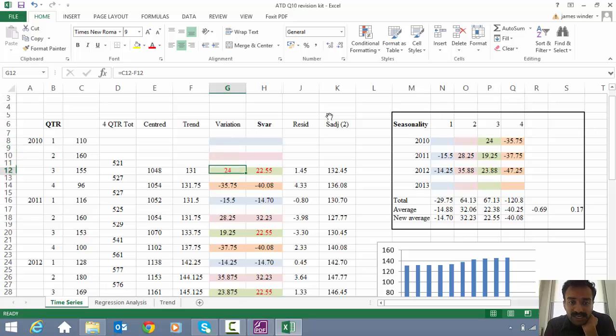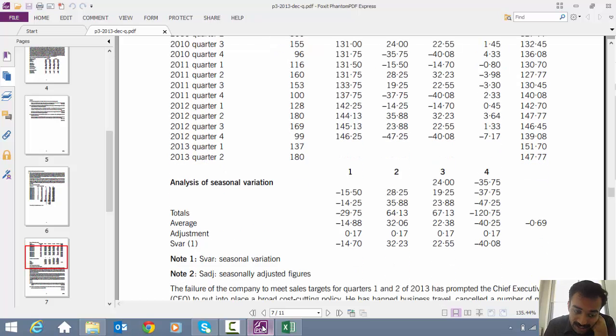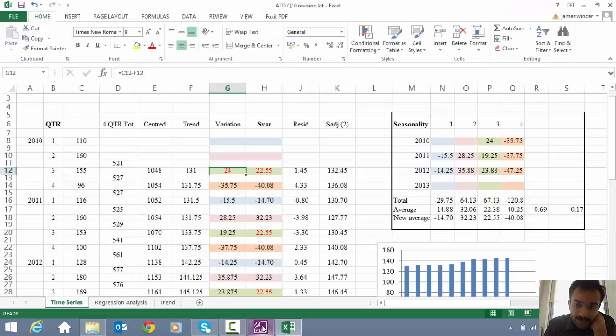And we want to estimate what portion of this variation is caused by seasonal variations, meaning it happens every year during that particular season. For this purpose, we take all of these variations, as you will see 24 there, into a small little working, which they've done in the question as well, right at the bottom, analysis of seasonal variation there. And we copy all these numbers.